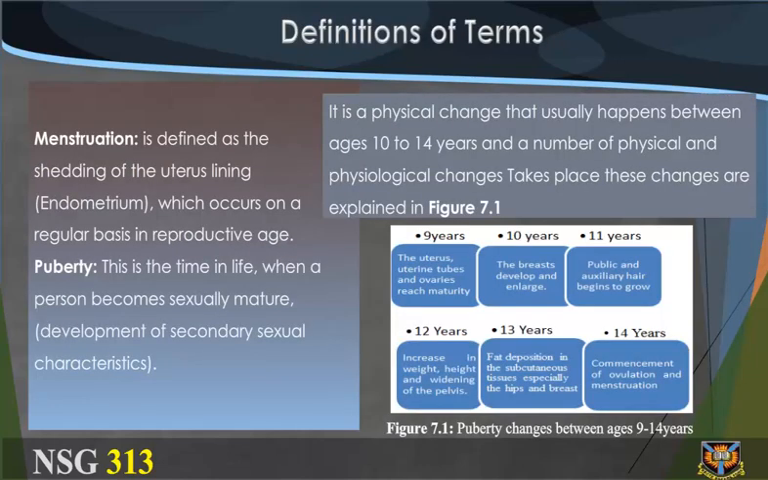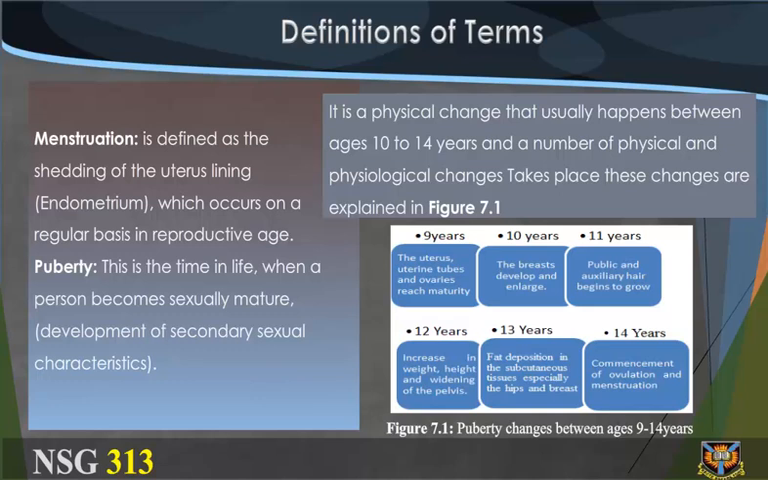Definition of terms. Menstruation. Menstruation is defined as the shedding of the uterus lining, endometrium, which occurs on a regular basis in reproductive age. Puberty. This is a time in life when a person becomes sexually mature, with development of secondary sexual characteristics. It is a physical change that usually happens between ages 10 to 14 years, and a number of physical and psychological changes take place.